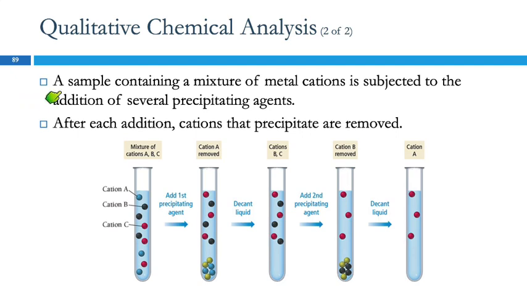So we think about a sample that has several different metal cations. Here we have cation A, B, and C, and we're going to add a precipitating agent.